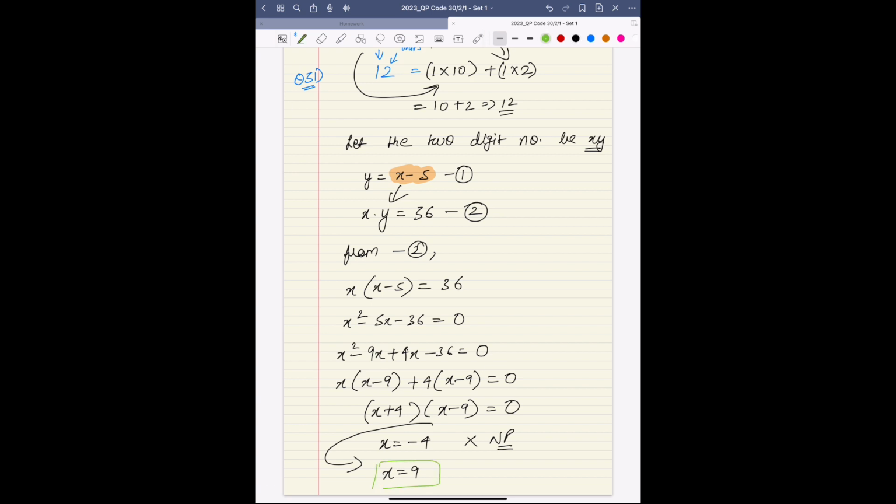Okay, x is equal to 9. If x is equal to 9, from equation 1, y is equal to what? x minus 5, or y is equal to 9 minus 5, or y is equal to 4. Hence, the two-digit number is how much?